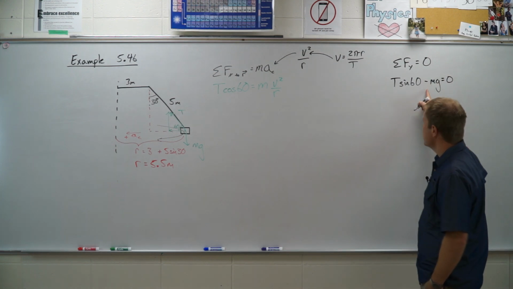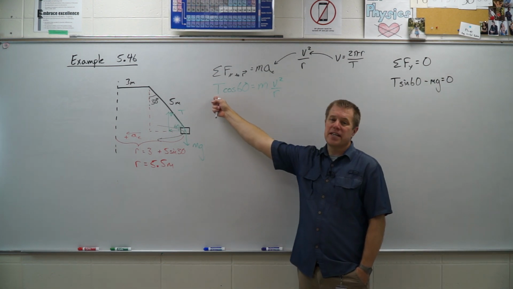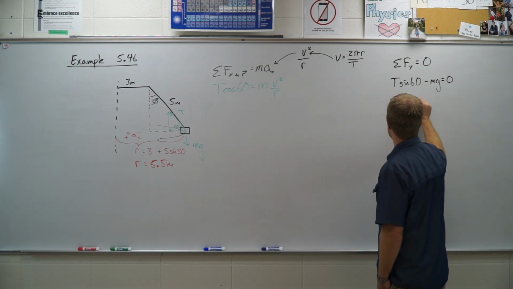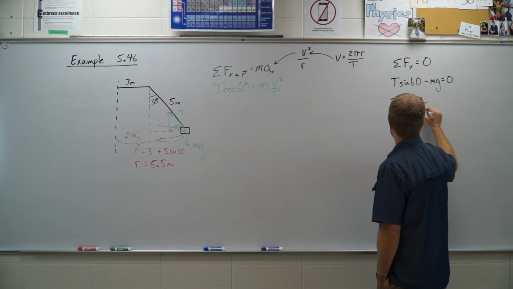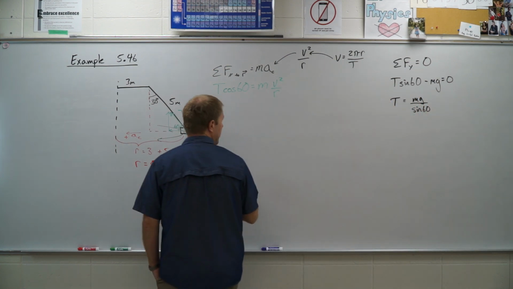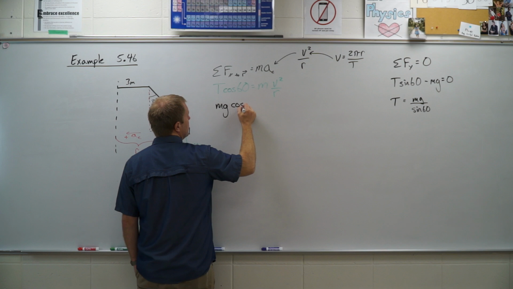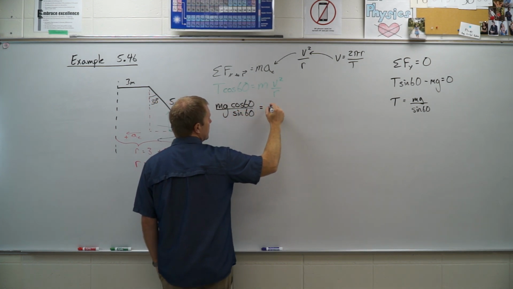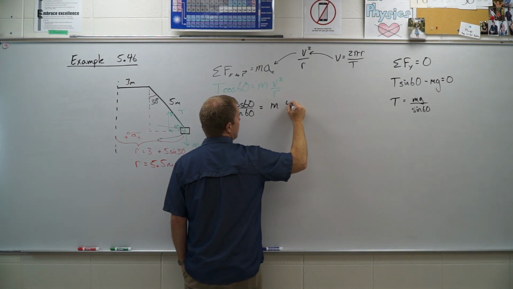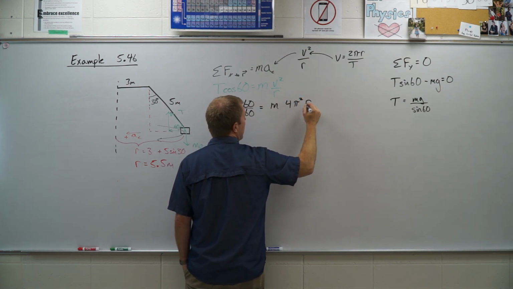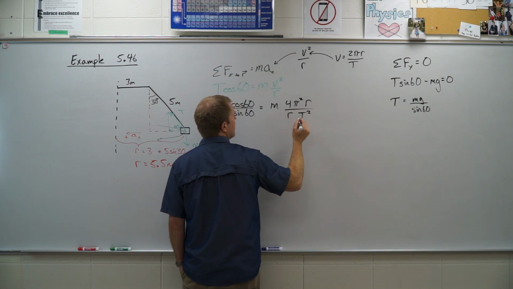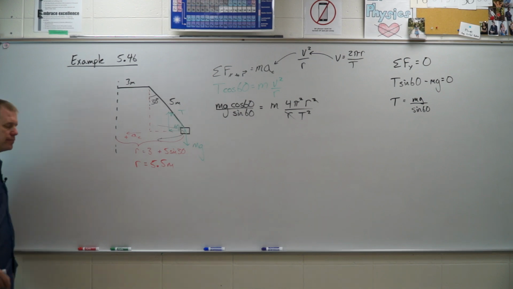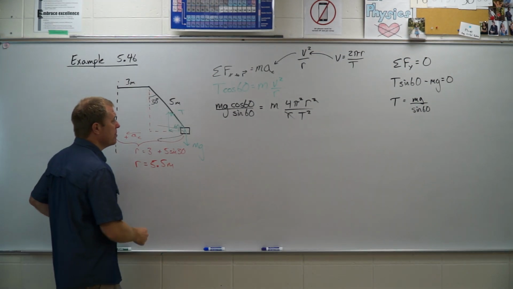The reason we need this is I don't know what the tension is, so I want to get it out of that equation. So I can do tension is equal to mg divided by the sine of 60. All right, so now I have mg cosine of 60 divided by sine of 60 equals m times v squared, which is now 4 pi squared r over t squared, and then we're still having r in the bottom to cross out with that r squared.